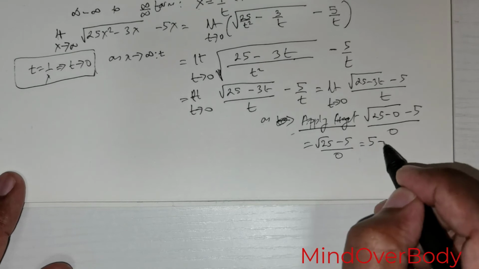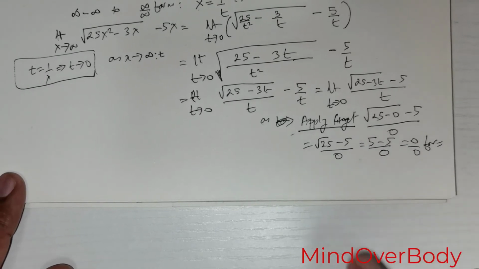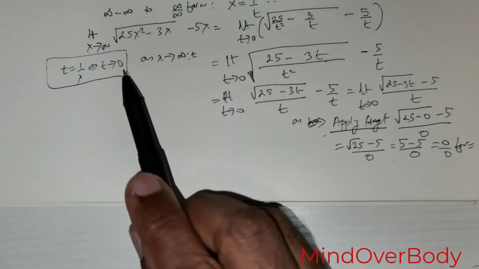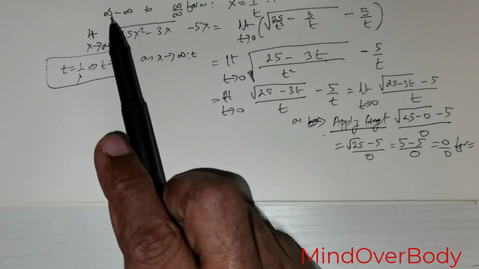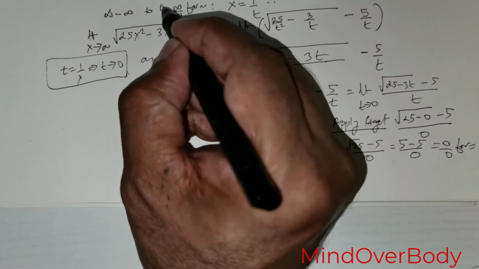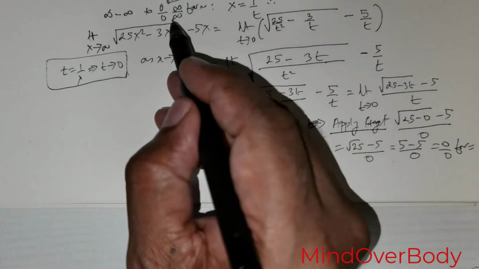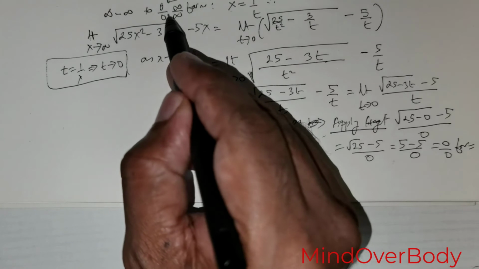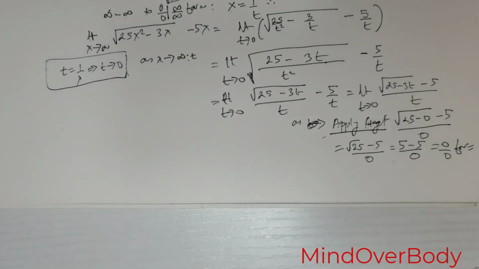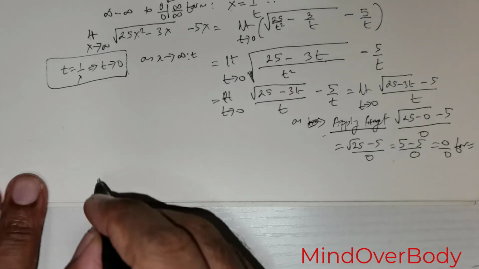Root of 25 is 5, negative 5 divided by 0. This is 0 by 0 form. So actually what we have done here is we have converted infinity negative infinity to 0 over 0 form. So either you can convert it into 0 over 0 form or infinity over infinity form. Having done that, now we will have to rationalize it.